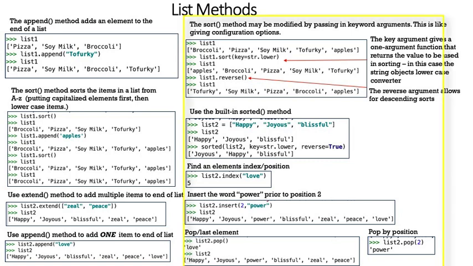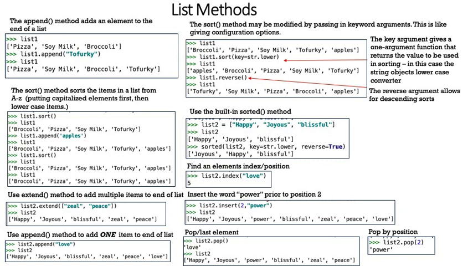Let's move over to the right-hand column. The sort method may be modified by passing in keyword arguments. This is important. This is like giving configuration options. So the key argument gives a 1-argument function that returns the value to be used in sorting. So this pertains to the sorting. In this case, the string object's lowercase converter.